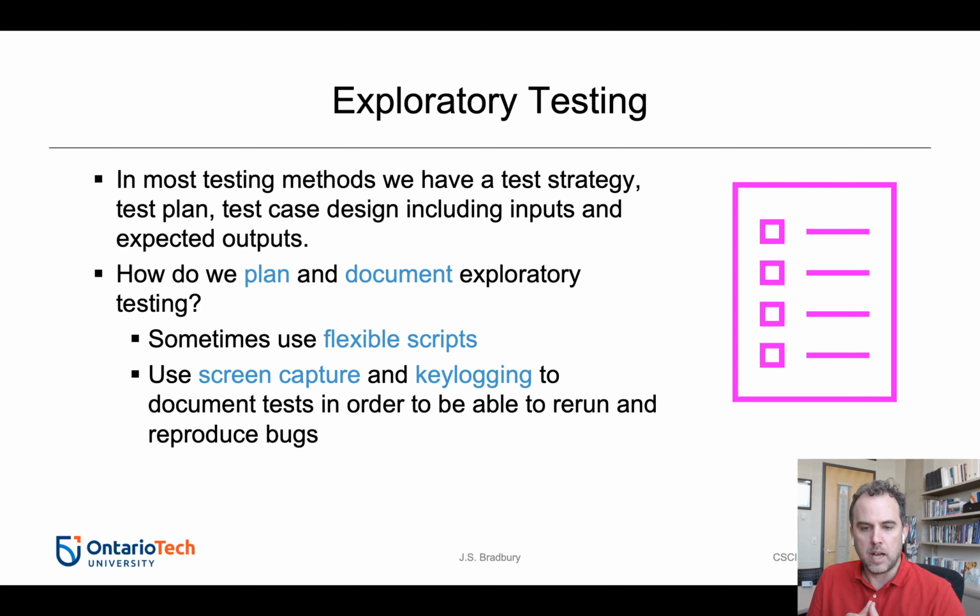The other thing that's really important, we've always talked about, is the ability to reproduce and rerun bugs. So if I find a bug with exploratory testing, just like with systematic testing, I want to know what caused the bug, and I want to be able to reproduce the bug, because when I make a fix, I want to know that the bug no longer exists, right? And that's what we were talking about with failure tests.